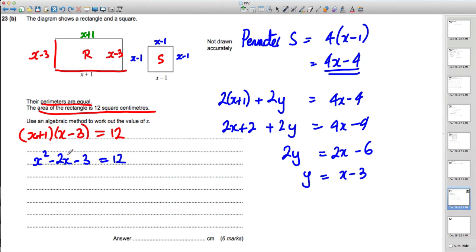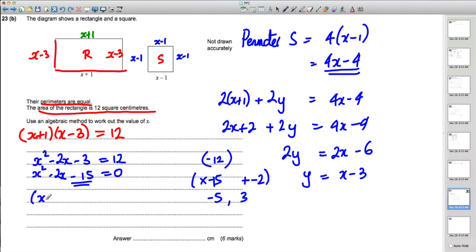Now, you can't solve a quadratic till one side is 0. So take 12 off both sides. x squared, subtract 2x, subtract 15 is 0. Now you want to factorise: 2 numbers that multiply to -15 and add to -2. Well, -5 and +3 do. So x subtract 5, x plus 3 is 0. And therefore this is 0, or this is 0. So x minus 5 is 0, or x plus 3 is 0. So x is 5, or x is -3.